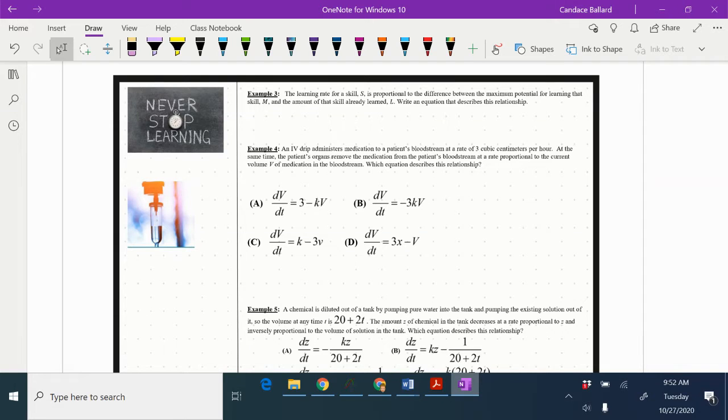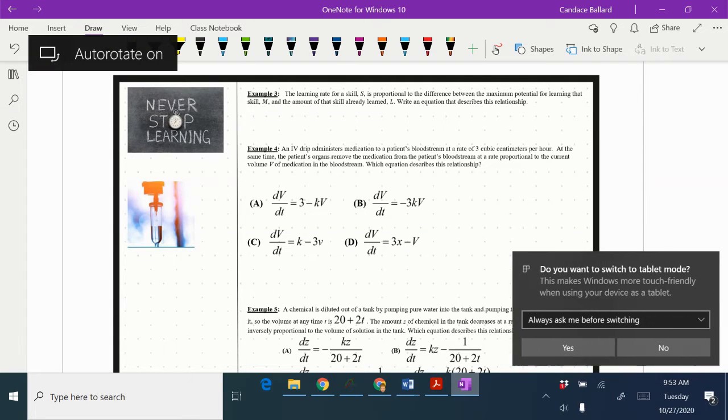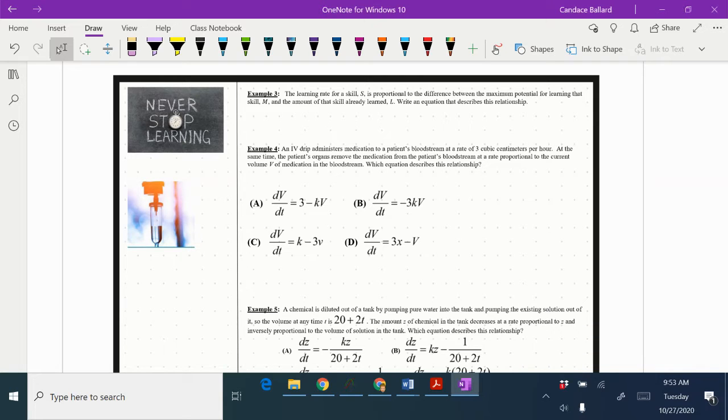In this video, we're going to continue topic 7.1, and we are going to start with example 3. So at the learning rate for a skill S, so they were very explicit about the function is skill, and they said it had to be a rate. So that's leading me to believe we're going to have to do ds. And then a rate is almost always over time, so we are going to do ds dt.